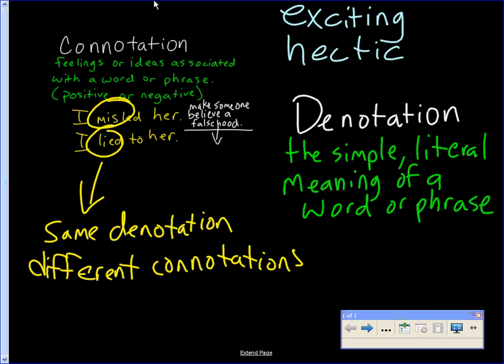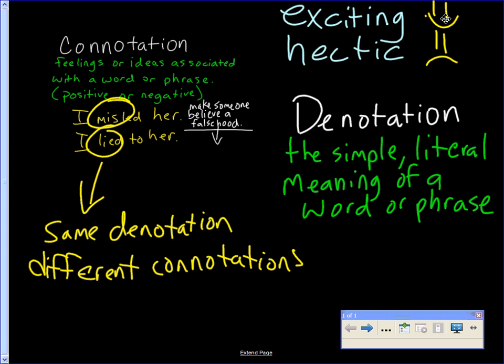These words have very closely linked denotations. They're not exactly the same, but they're very close. One of them would be negative, the other would be positive. Matthew, which of those two words, exciting or hectic, would you see to be positive? Exciting. Very good. Hectic is negative. I could describe New York as exciting, or I could describe it as hectic. Depends upon my personal feelings toward it. And I pick one over the other based on that.